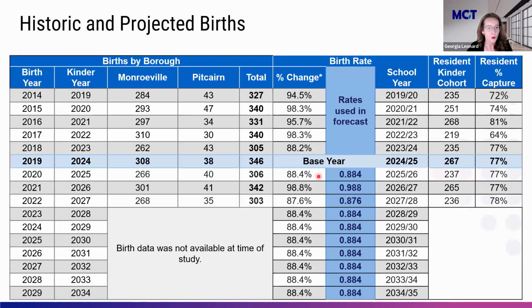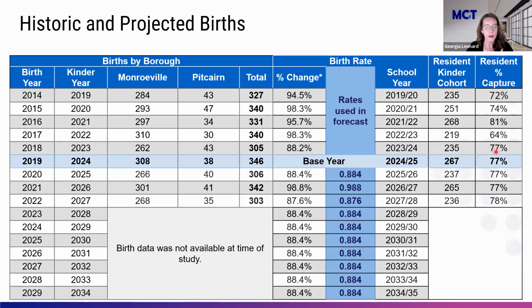All righty. So what that does is that allows us to compare everything to this base year. So we start to identify what are the changes that we can anticipate happening based on this base year. So with next year, there are 306 kiddos that were born in 2020, and we anticipate that they're going to be kindergartners in 2025. That's about an 88% change from this year.